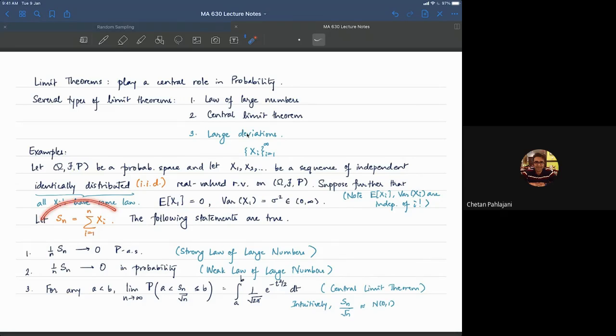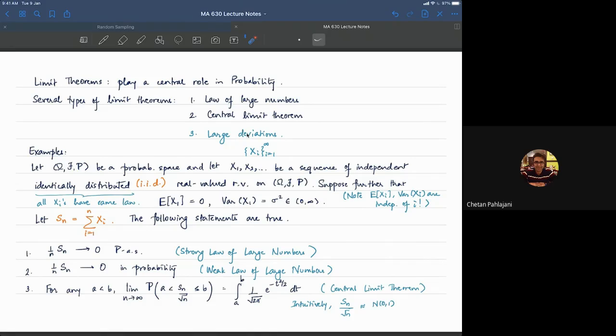Now I will look at Sn, which is the sum, i going from 1 through n, of xi. Now what is this? This is the total number of heads that you get, right? Your intuition tells you that roughly heads and tails should come up 50-50. So if I look at 1 over n Sn, that should approach 0 as n goes to infinity, and that is in fact true. If I make the statement that 1 over n Sn goes to 0 almost surely, so first of all, if I say 1 over n Sn goes to 0, this is a law of large numbers. The fact that the convergence is happening almost surely makes it a strong law of large numbers.